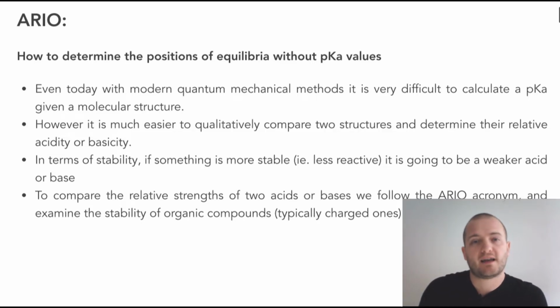The way that we do that is by using this ARIO acronym, which we're going to talk about in a second. And what we do is we evaluate the stability of various compounds. The more stable something is, the less reactive. So if I'm comparing two acids, whichever one of those acids is more stable is going to be a weaker acid. The one that's the least stable is going to be the strongest acid.